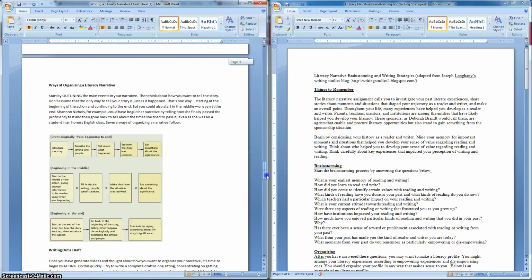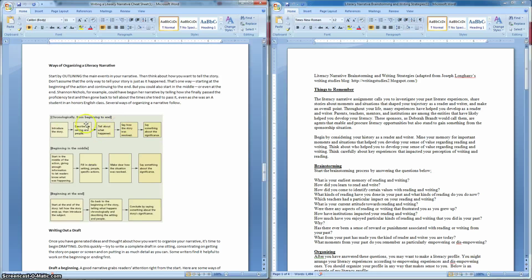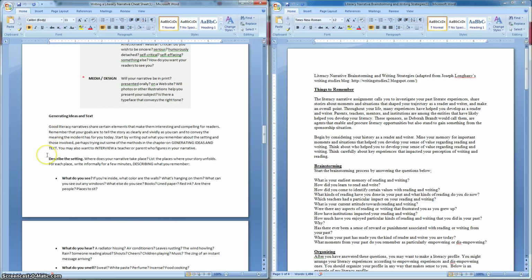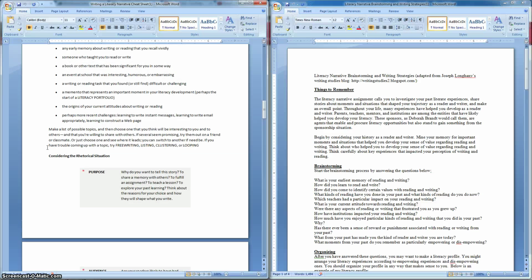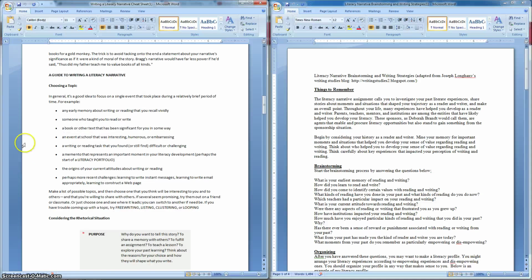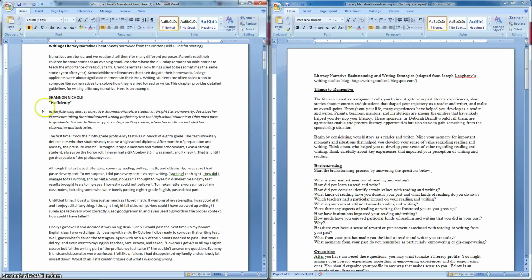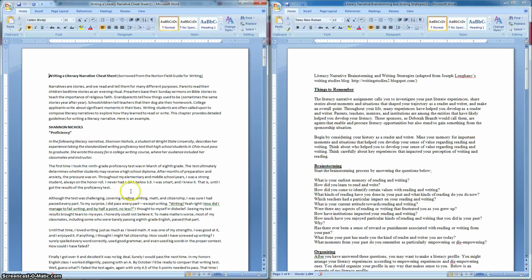So it has things on here about different ways of structuring or organizing your literacy narrative, different techniques or strategies for describing the setting, thinking about the rhetorical situation, so audience, purpose, genre, stuff like that, help choosing a topic. A short sample literacy narrative is on here. There are also some other literacy narratives posted to the Blackboard page.